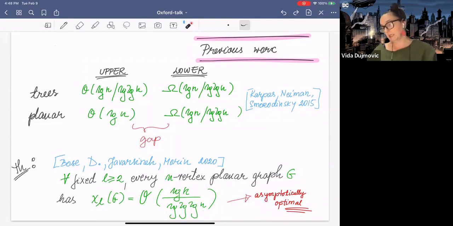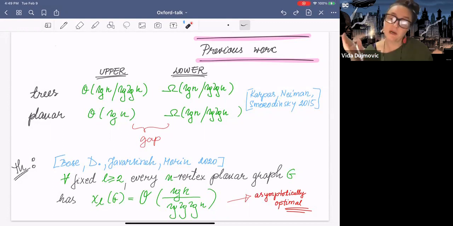This turns out to be the correct answer. By the way, this is joint work with Jit Bose, our student Bernouche, and Pat Mooring. This is fairly recent. This is the COVID work. So how do we do this?